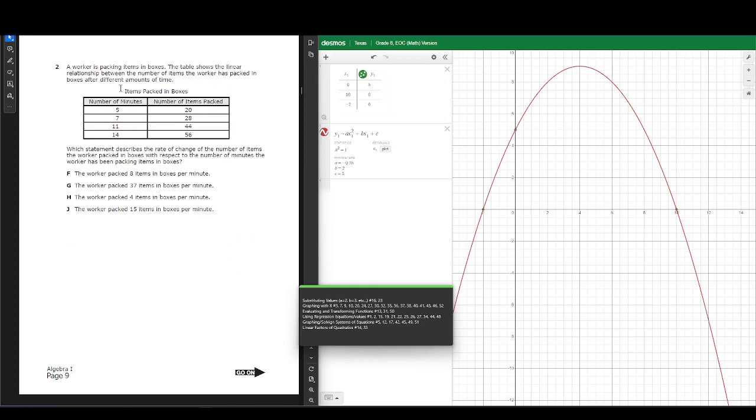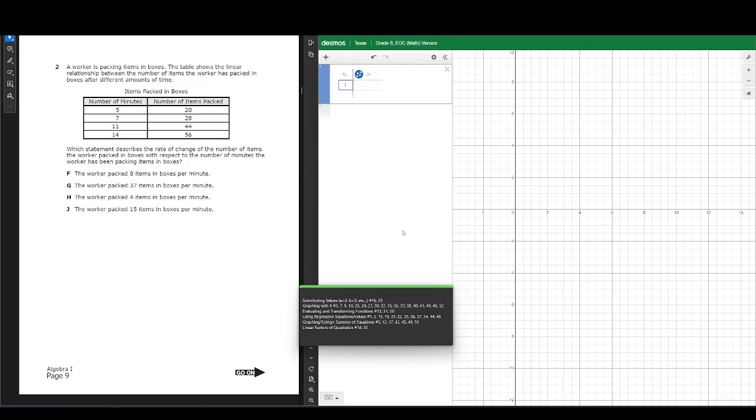So number 2, this one is not a linear regression problem. It has a table though. And in a table, if we have 2 points, even if it's not a regression problem, which it's not because it doesn't say which is the best fit, it just says it's a linear equation, then we can do a linear regression and get the equation, and it says which one is the number of boxes per minute.